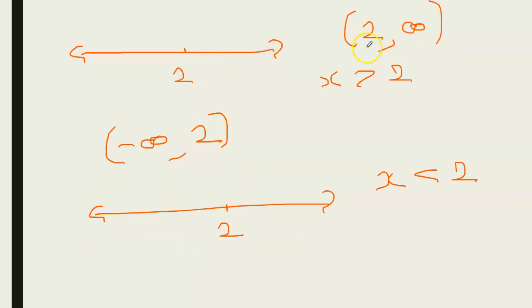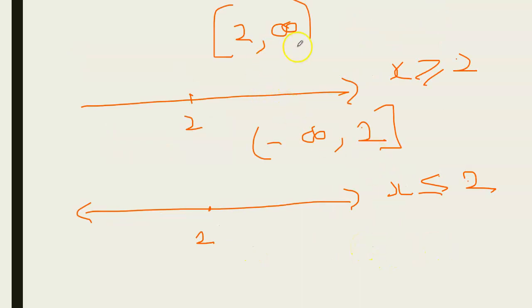For example, if I say 2 to infinity, it will be the set of all elements x greater than 2, and it is this set here. Minus infinity to 2 will be the set of all elements x less than 2. It's the set of all elements to the left of 2. And do we include 2? No.